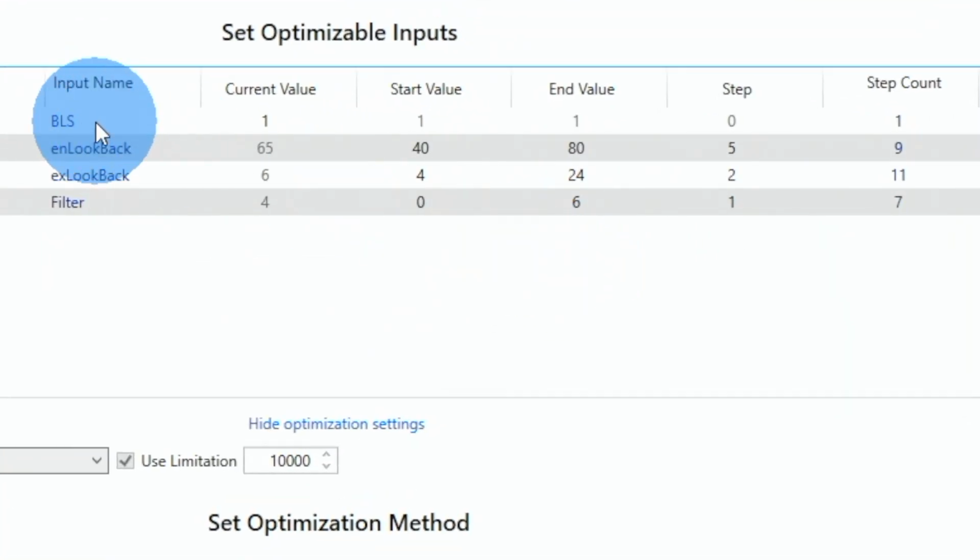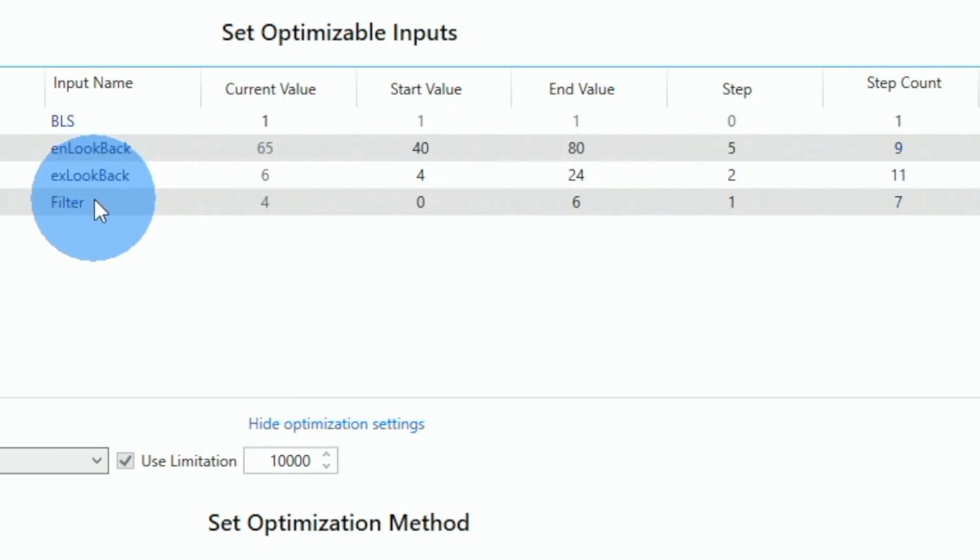So BLS is both long or short. So one that is long, and then we have the entry look back and the exit look back. So this is the close higher than the close 40 bars ago, and this is the close lower than the close 4 bars ago. So we'll go from 40 to 80 to enter, step 5. And we will exit when the close is lower than the close 4 bars ago, and we will take that to 24 in step of 2.